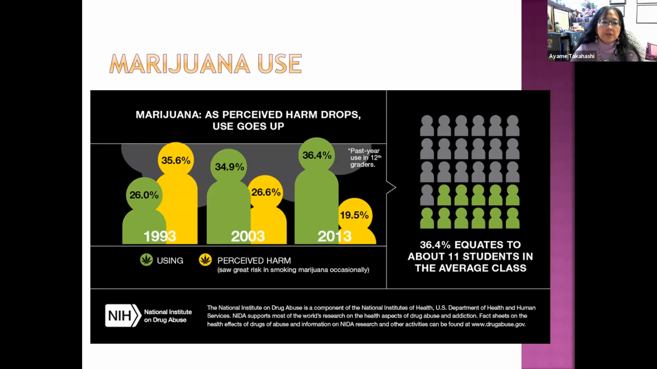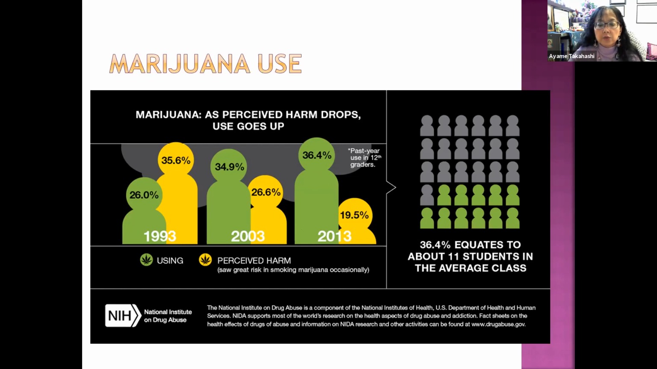So this is a slide from NIDA, the National Institute on Drug Abuse, which shows the perception of marijuana. Basically in 1993, about 26% of teenagers were using, whereas 35% felt it was harmful. If you go through the years, the perception of harm has been going down. And as the perception of harm goes down, the use goes up.